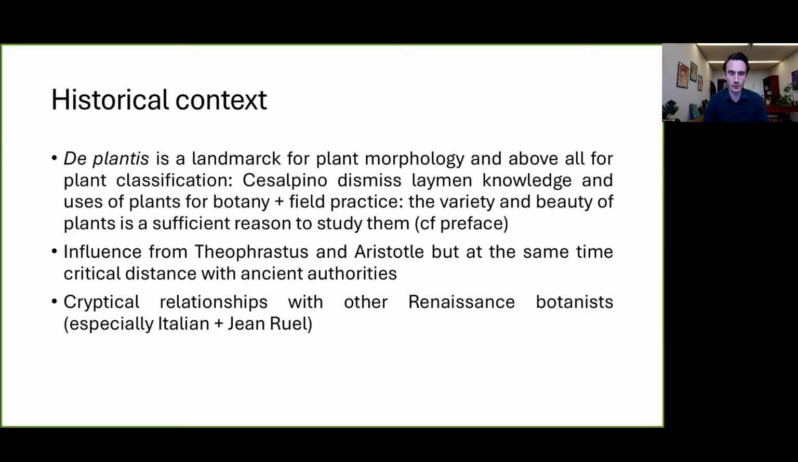But at the same time, as a Renaissance thinker, he was influenced by Theophrastus and Aristotle, even if he was quite critical also of these ancient authorities, especially towards Dioscorides or Pliny, for example. The historical relationship he had with other Renaissance thinkers, especially Italian Renaissance thinkers, is more cryptic because he doesn't cite a lot of them, but we construct some of his influences or relationships with some other texts of the Renaissance, and also with another famous botanist of the time in France, Jean Ruel, who is the only non-Italian botanist he quotes in De Plantis.